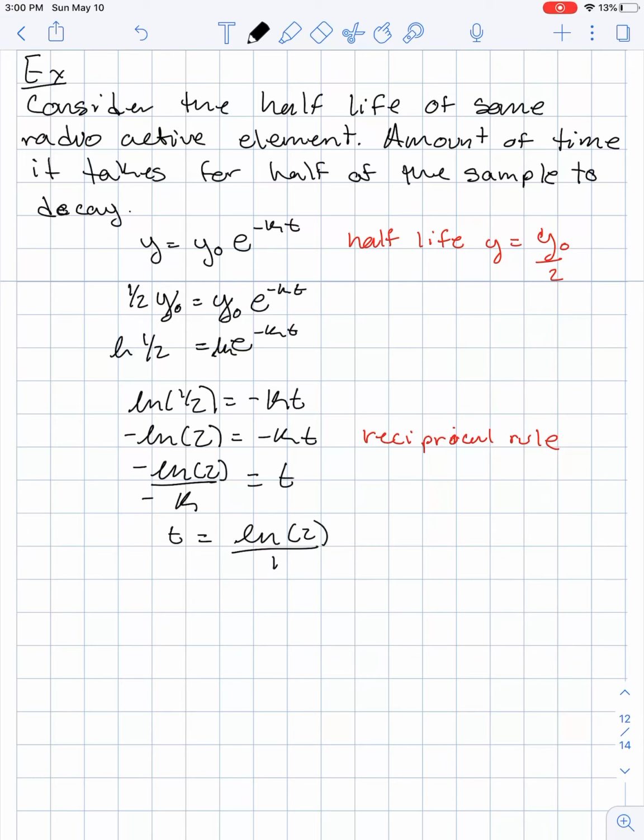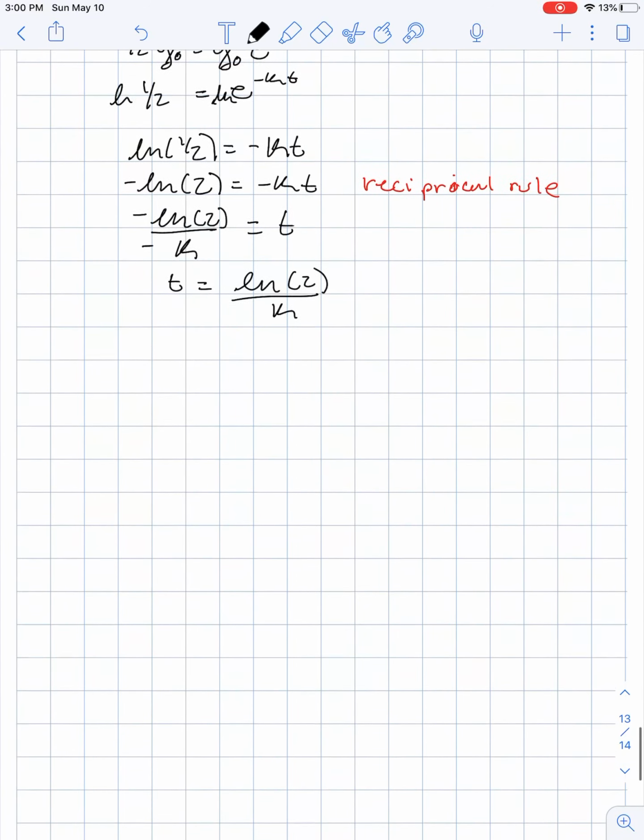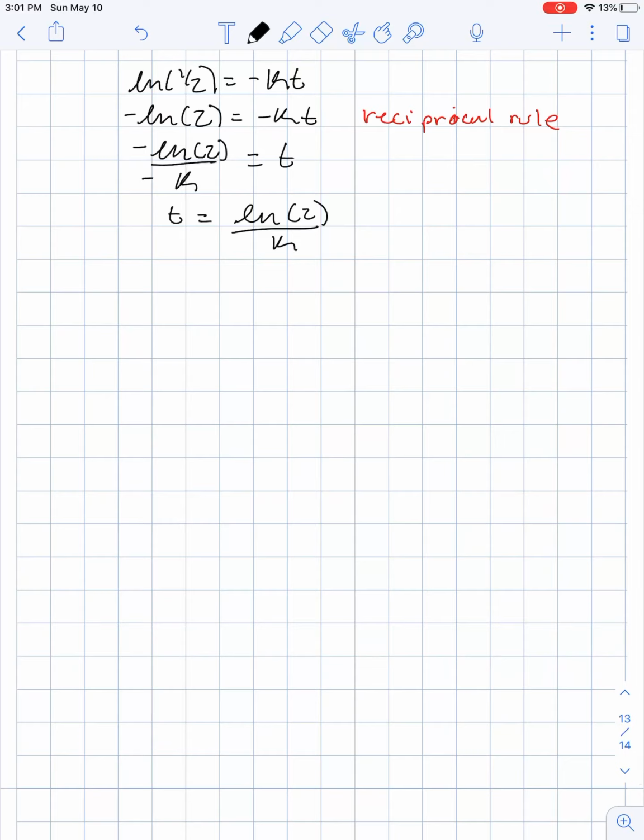All right, cool. So if we simplify that a little bit, we just get that t equals the ln of 2 divided by k. Depending on k, that'll change the half-life. So that is all about inverse of exponential functions. We also have a family of functions that are the inverse trig functions.